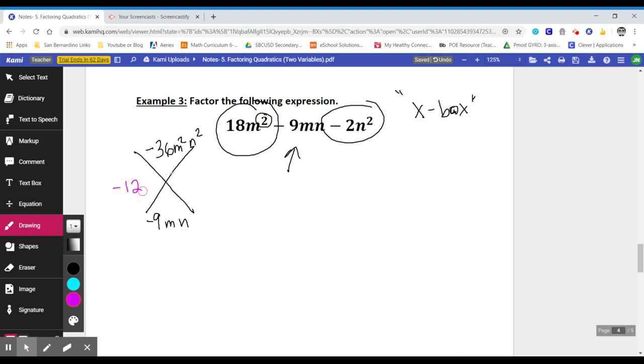So negative 12 times 3 would give you negative 36 when you multiply it. But when you add these two up, you get a negative 9 in total. Now we just have to include the variables as well. This has m and n, so we have to have mn here and mn there. That way it multiplies to the term on the top and it also adds to the term on the bottom.